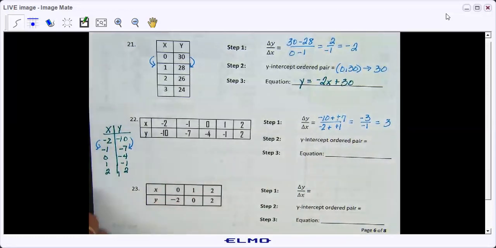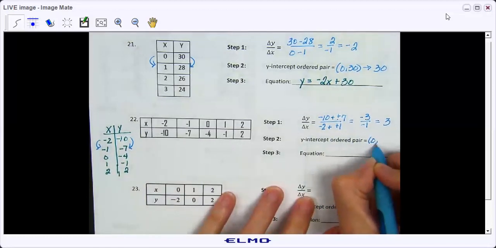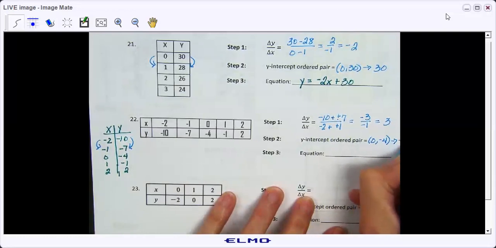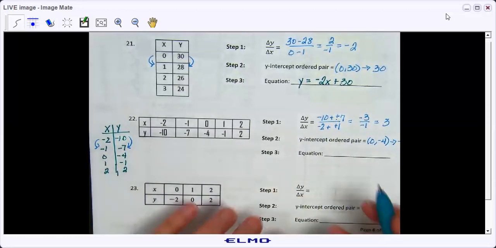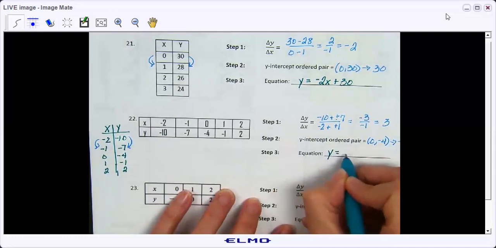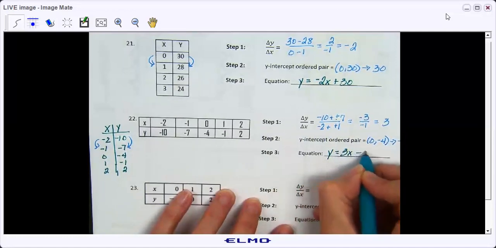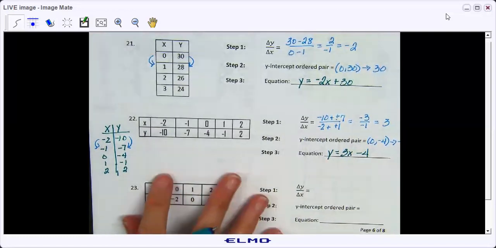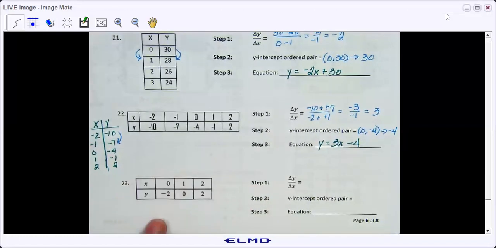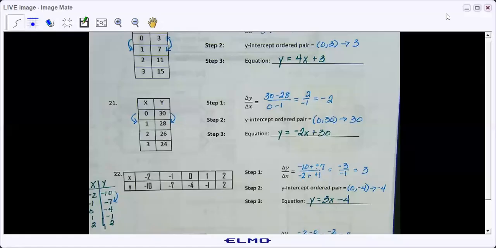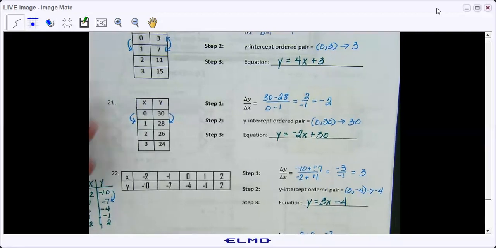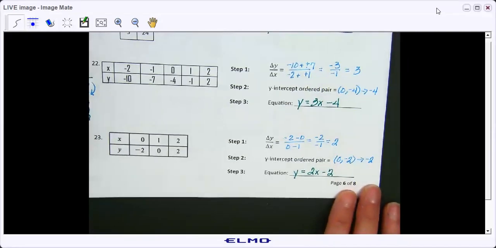Now, we have to find the y-intercept when our x is 0. So here I have (0, -4). So my y-intercept is -4. And now I can write out my equation. Okay. All right, I would like for you to go ahead and try 23 on your own. Okay, I'm going to show you the answer to 23, and I want you to check your work.